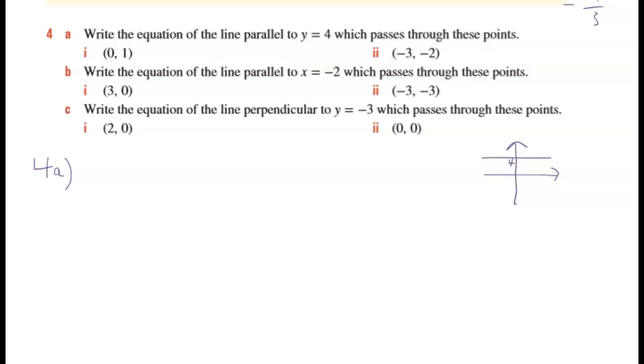So that means for all the other lines, they're just going to be y equals whatever the y coordinate is. So for this one, it's 1. So it's going to be y = 1. So if you think about it, your line is going to go through there at 1. And for the second one, we're going to have y = -2. So it doesn't matter what the x coordinate is, because in this case, they're just horizontal lines.